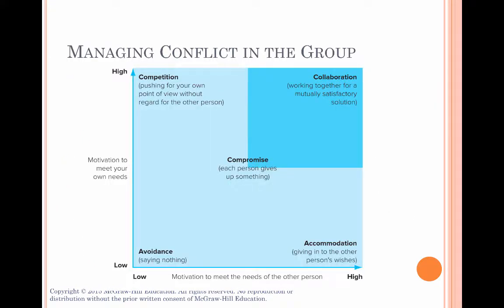The 5 conflict management styles correspond to your motivation to meet your own needs versus your motivation to meet your daughter's needs. If you think that both your needs and her needs are of low importance and you just don't want to get into it with her, you might try the avoidance style, which describes a person's unwillingness to confront or engage in conflict. So you might say, I don't care, do whatever you want, it doesn't matter to me.